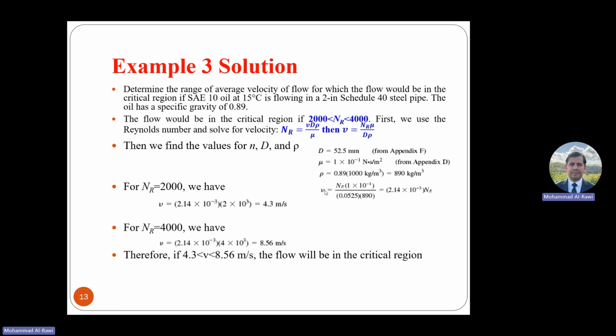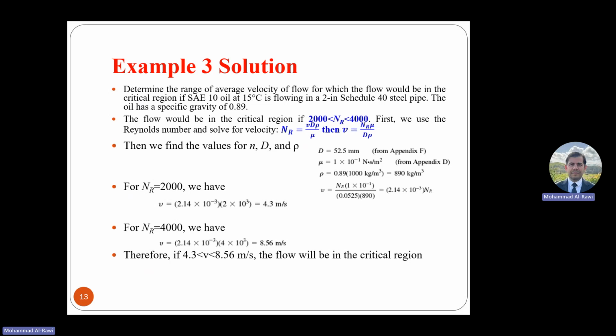and then we put these values together and we get the velocity, and it's around 2.14 times 10 to the power minus 3 multiplied by Reynolds number. Now, for Reynolds number of 2000, you get the velocity 4.3. For Reynolds number of 4000, you get the velocity 8.56. So we have a range between 4.3 meters per second and 8.56 meters per second, representing the critical region.